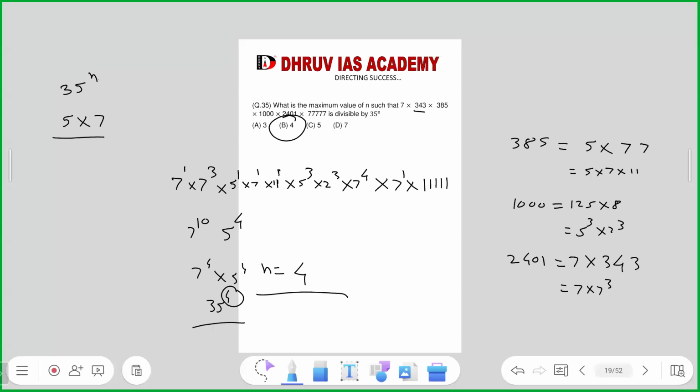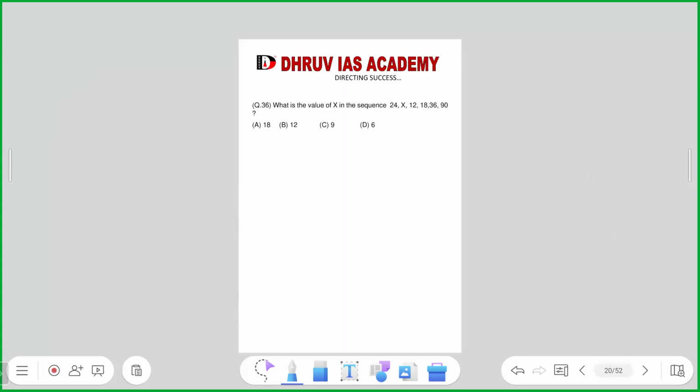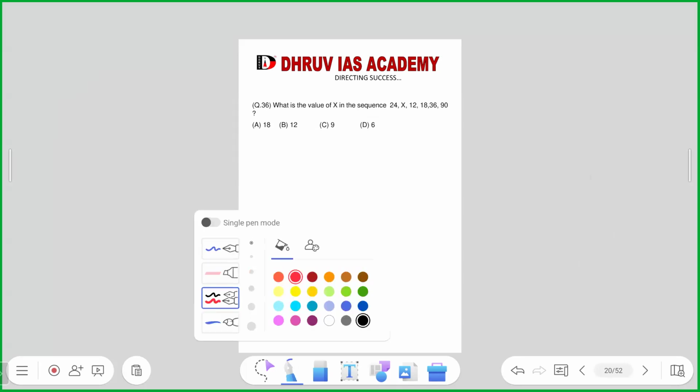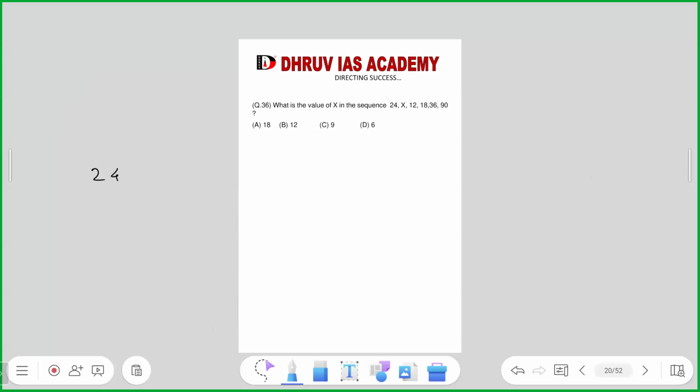See, this type of questions are also repeating many times. Okay, questions on remainders or the last digit in the product, etc. What is the value of x in the sequence 24, x, 12, 18, 36, 90 and so on. So I will just write down the numbers here. So I have to find out x here.